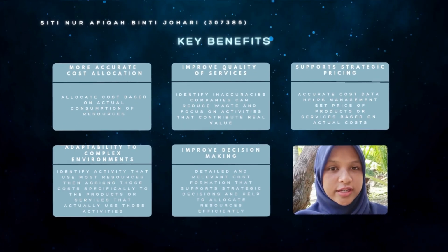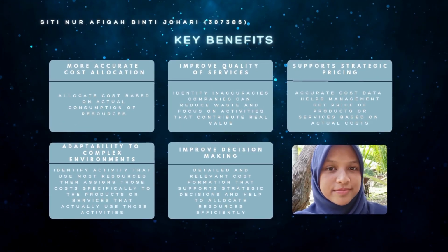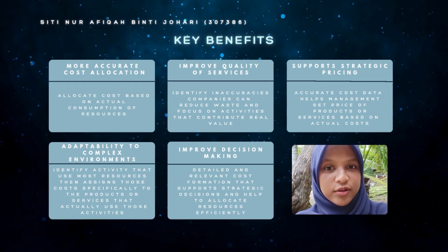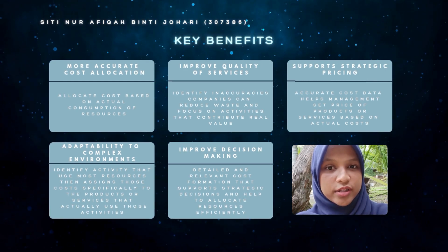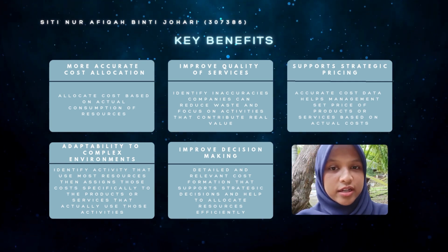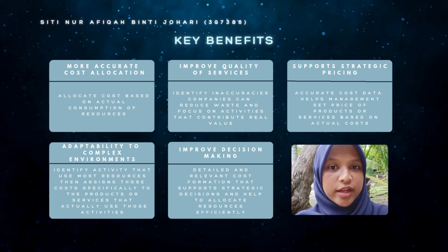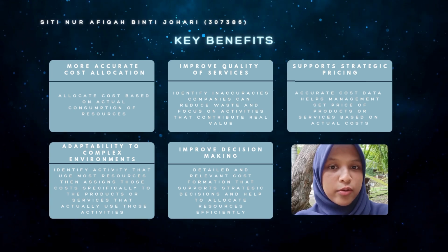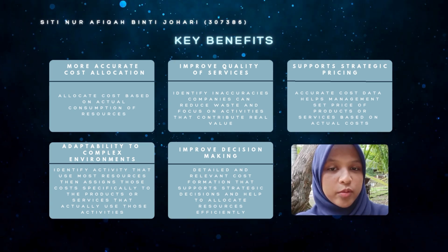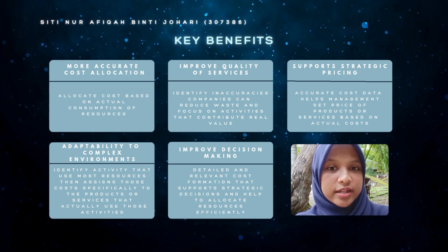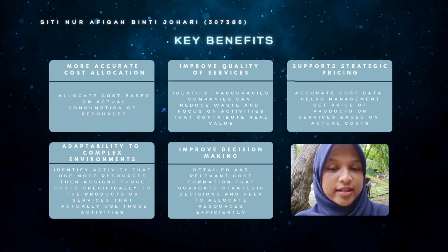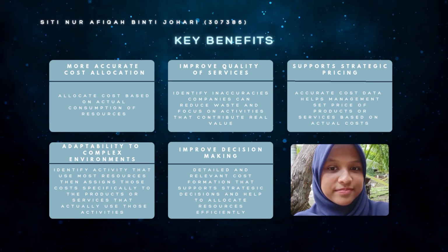Let's go through the key benefits of ABC. Number 1, more accurate cost allocation. ABC allows companies to determine the cost of services or products by allocating the overhead costs based on actual activities, compared to the traditional costing method that uses estimated overhead rates to determine the overhead cost. These estimates may not reflect the resource consumption.